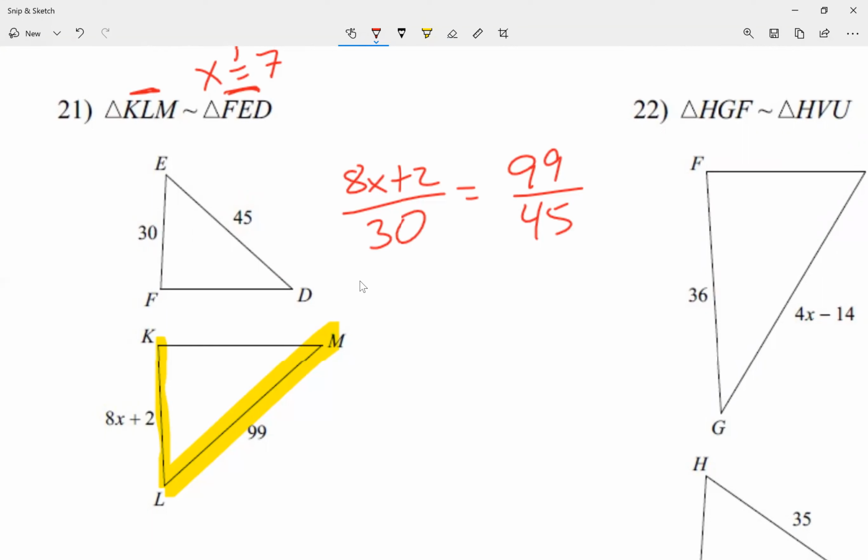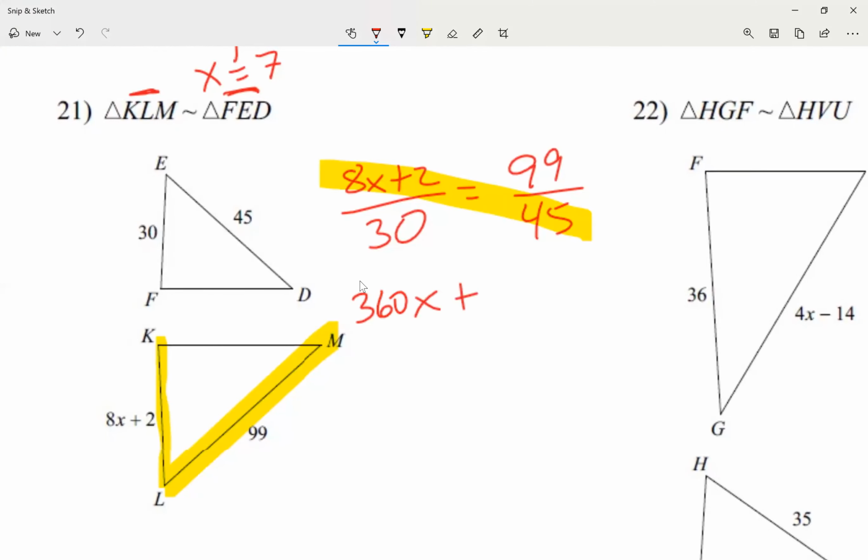We can simplify anytime. Because we're using a calculator, I'm not going to simplify. I'm just going to cross multiply it. Because of the plus sign, I'm going to go 45 times 8 and 45 times 2. So that gives me 360x plus 90, right? 45 times 8 gave me 360, and 45 times 2 gave me 90. Now, the other way, I'm going to go 30 times 99, and that's going to give me 2,970.